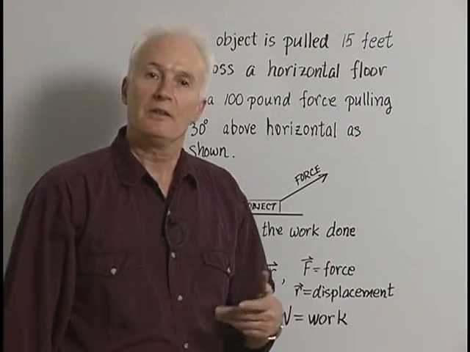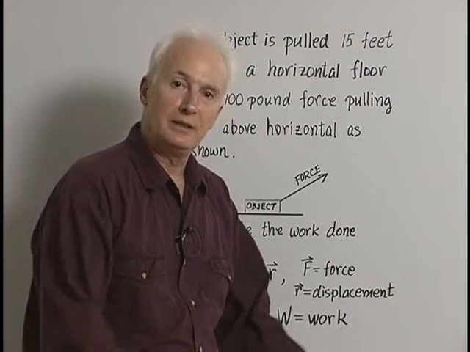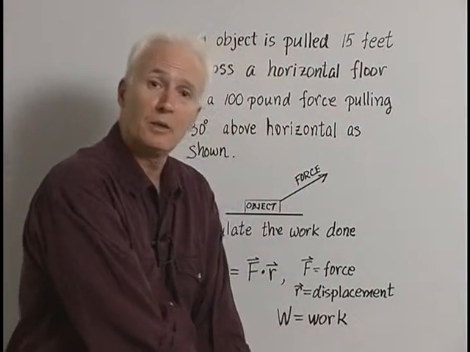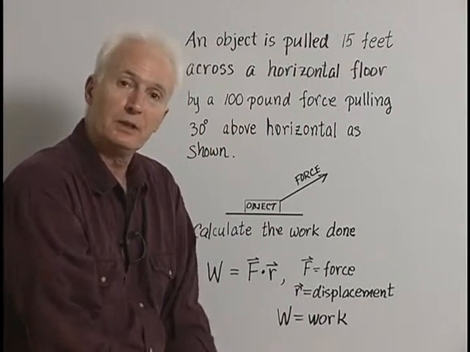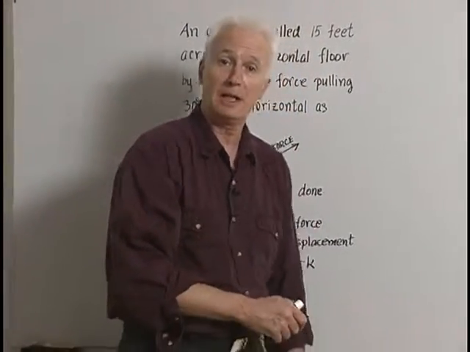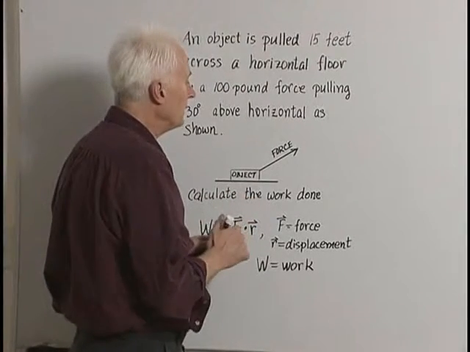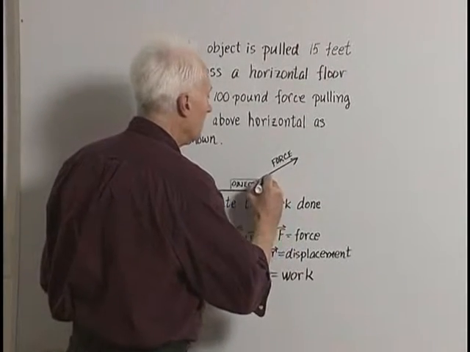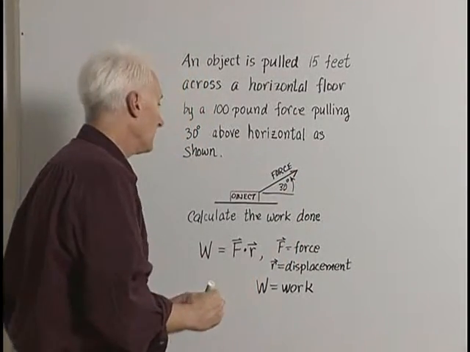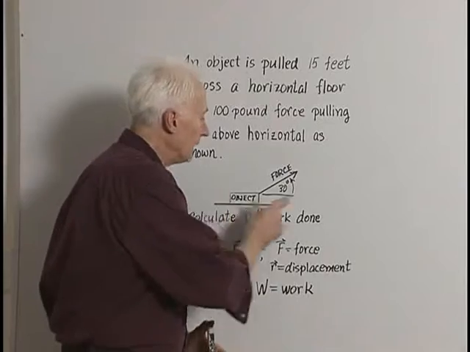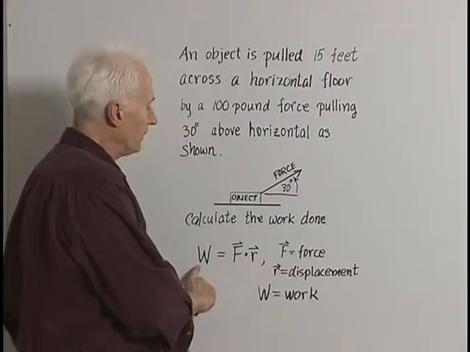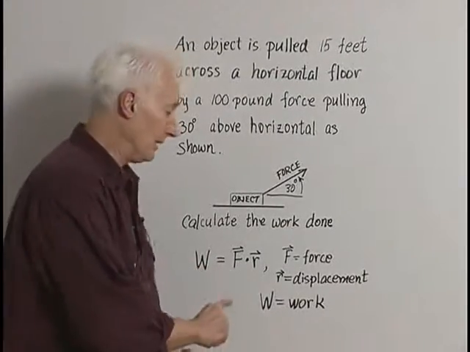In other words, think of me trying to pull my son's toy chest across the floor by a rope, and I'm pulling, and I don't want to bend over all the way, so I'm pulling right from here, and the length of the rope is causing the angle to go down to the top of the box. So here we've got an angle of 30 degrees above the horizontal. So what we want to do is calculate the work that we do to pull this object 15 feet with that 100-pound force. Well, the formula for work is very simple with the dot product.